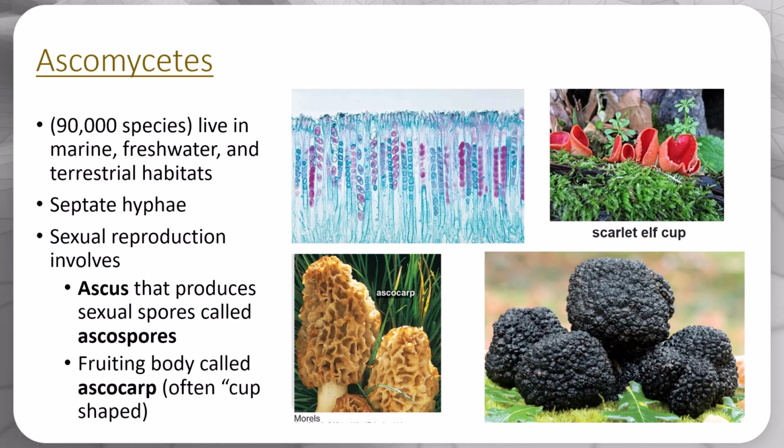With the Ascomycetes, there's about 90,000 species, and they live in all kinds of environments: marine, freshwater, terrestrial. They have septate hyphae, and when they do sexual reproduction, they produce a sac-like structure called an ascus, and that ascus produces ascospores inside of that sac-like structure. Those are in a fruiting body called an ascocarp, and that ascocarp is often cup-shaped, like the scarlet elf cup mushroom here. So that's Ascomycete.